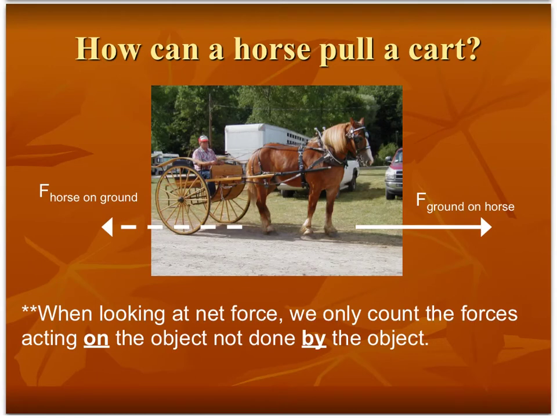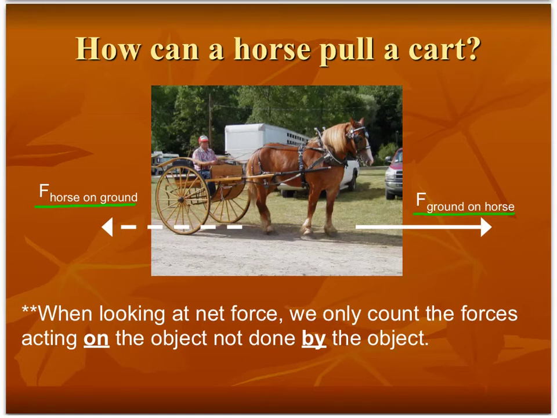Let's take a look at the free body diagram for this particular problem. All right, so we know that when we have a horse pulling a cart, that it's obviously going to move, and it's because of Newton's third law. And so we know that that horse is going to apply a force to the ground, and Newton's third law tells us that for every action, there's an equal yet opposite reaction. And so we know that that ground is going to put an equal and opposite force on the horse.